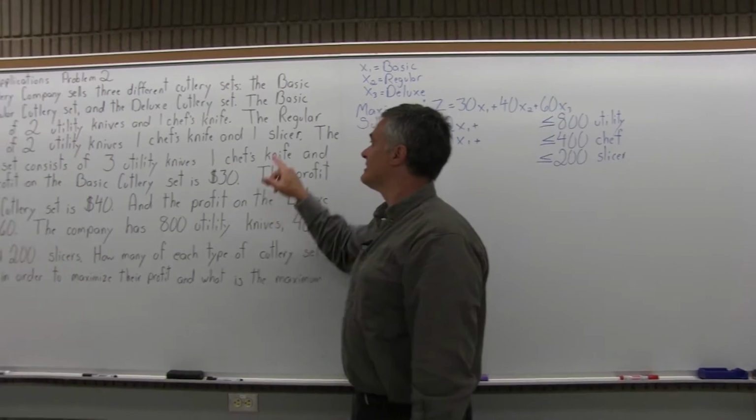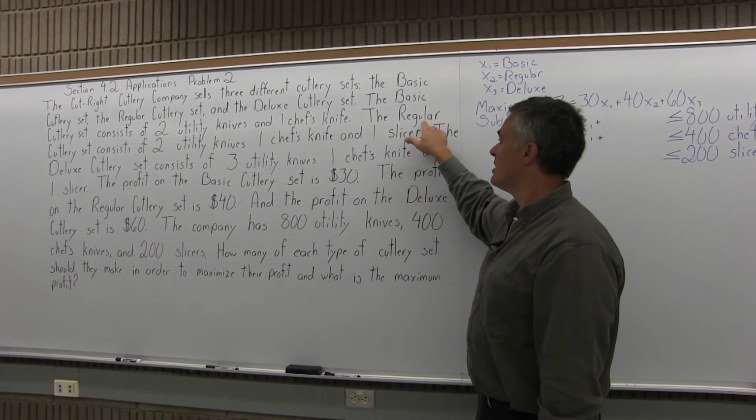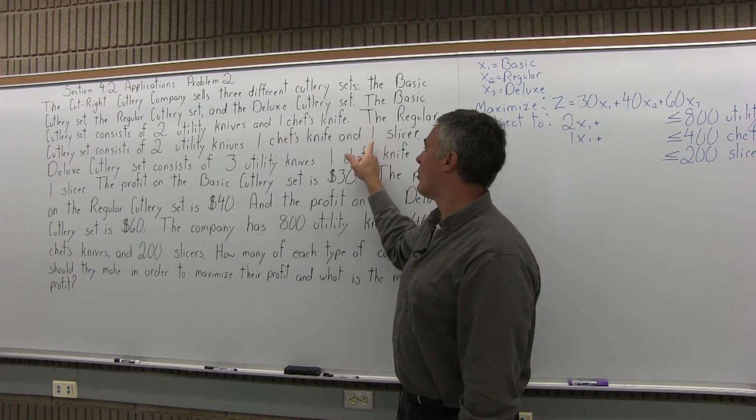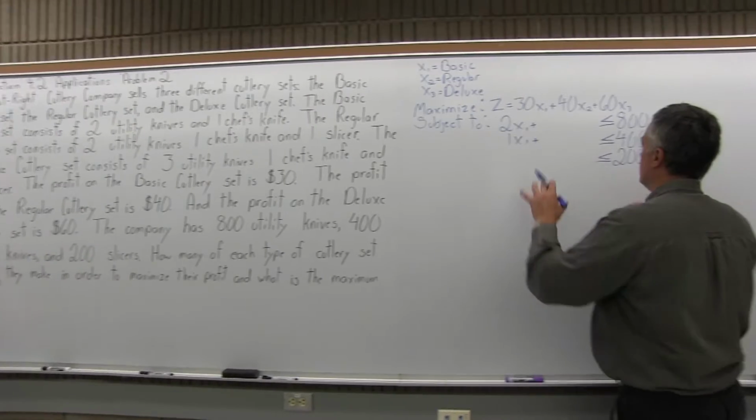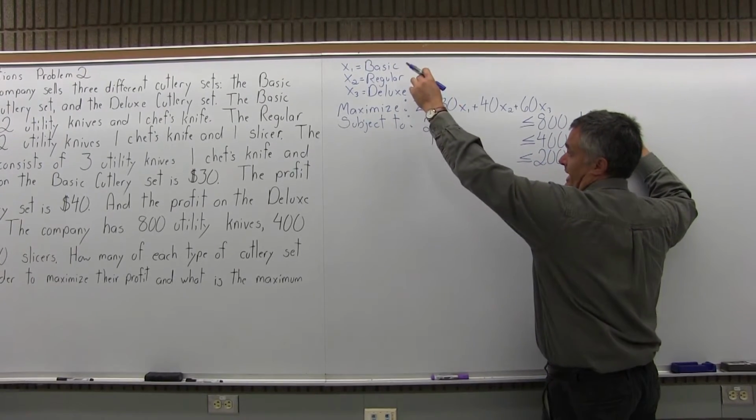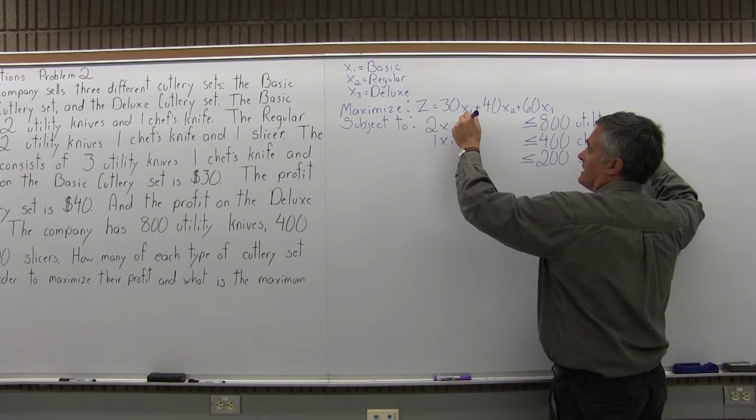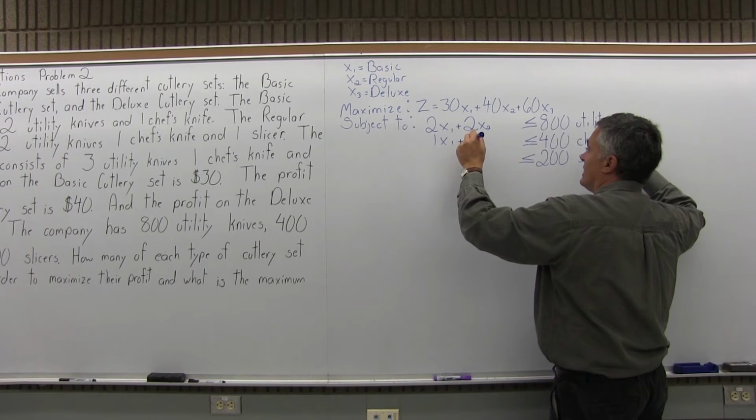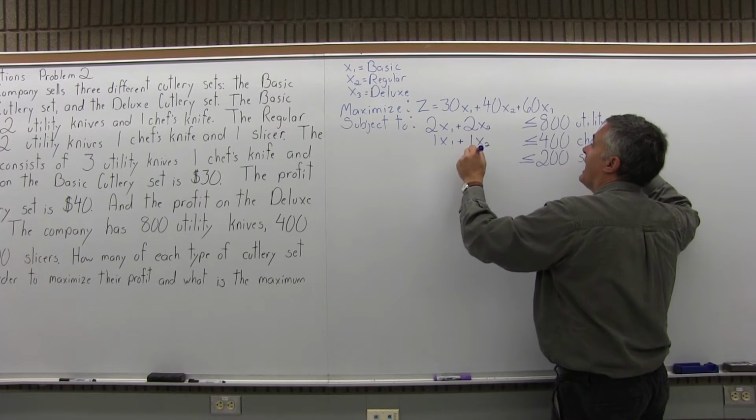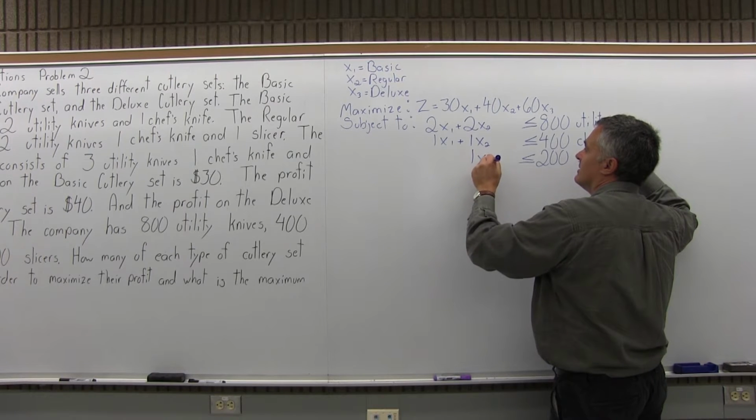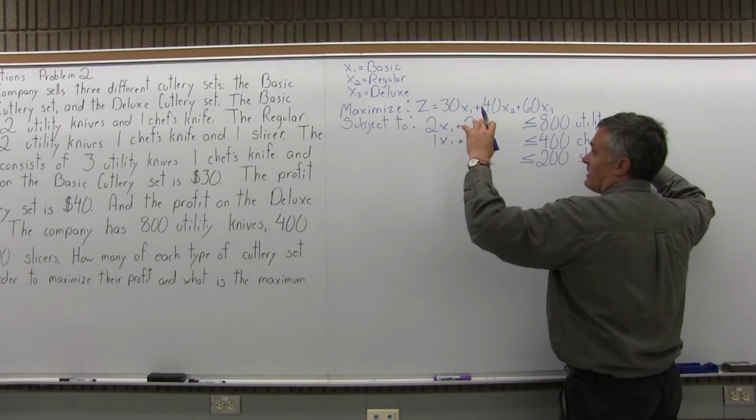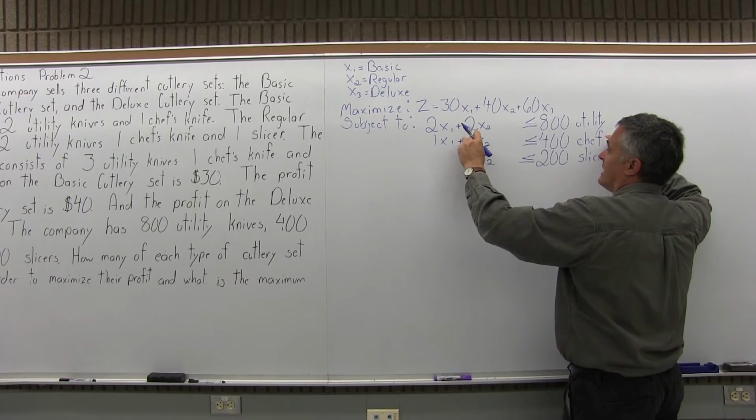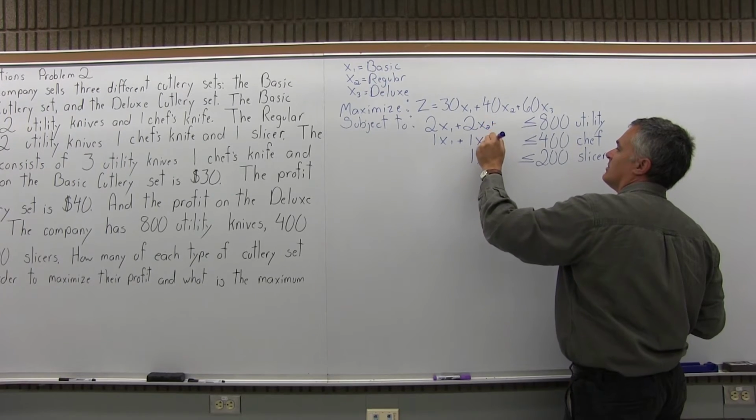So I go to the next sentence in the whole paragraph that explains the problem. The regular cutlery set consists of 2 utility knives, 1 chef's knife, and 1 slicer. So going back to my inequalities here, the x2, which is the regular set, contains 2 utility knives, 2x2, 1 chef's knife, so 1x2, and 1 slicer. So again, the regular cutlery set is x2. Each regular cutlery set has 2 utility knives, 1 chef's knife, and 1 slicer. So those will all get a plus.